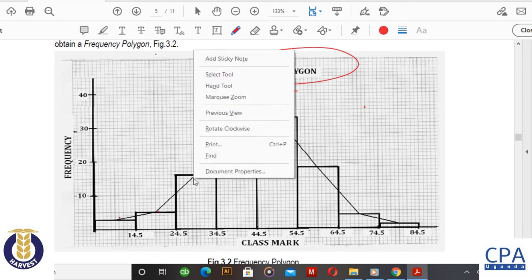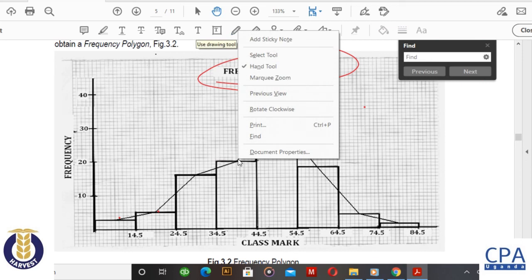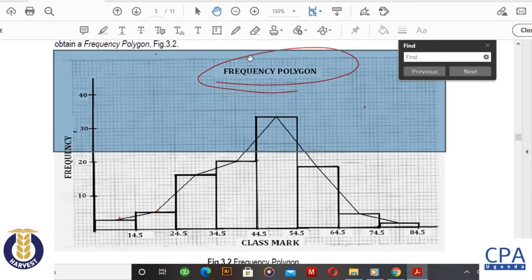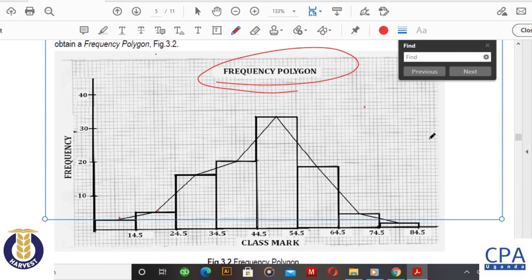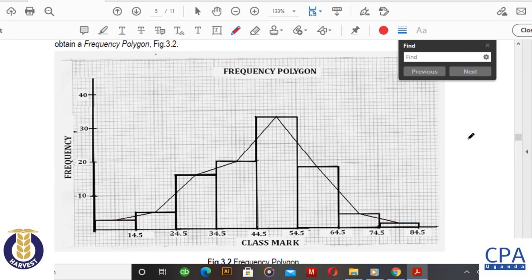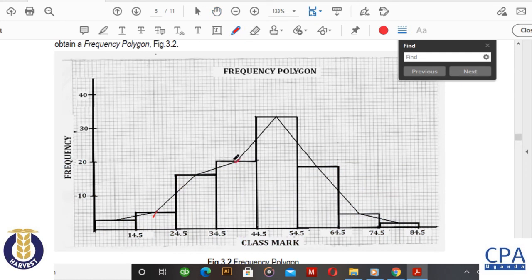You just get the midpoint, what you would say is the middle of the bar. Then you continue. As you can see, we are concentrating more on that middle part. Just that middle part there.